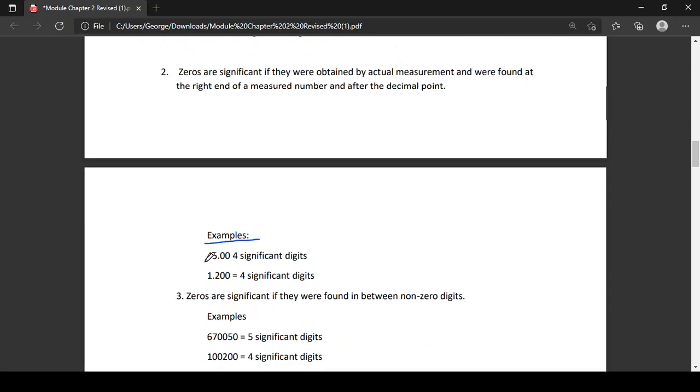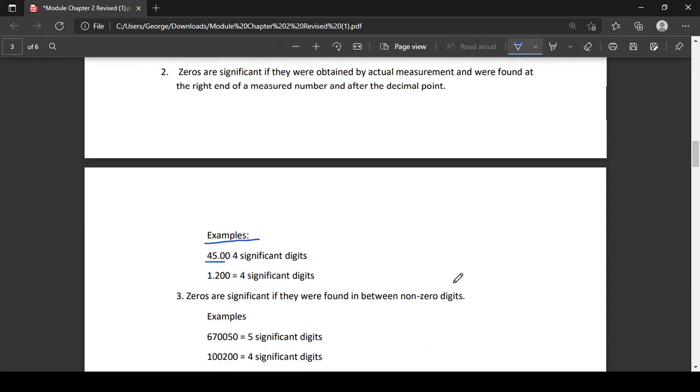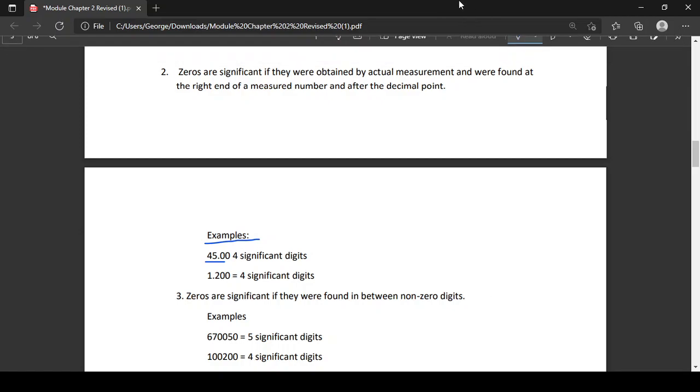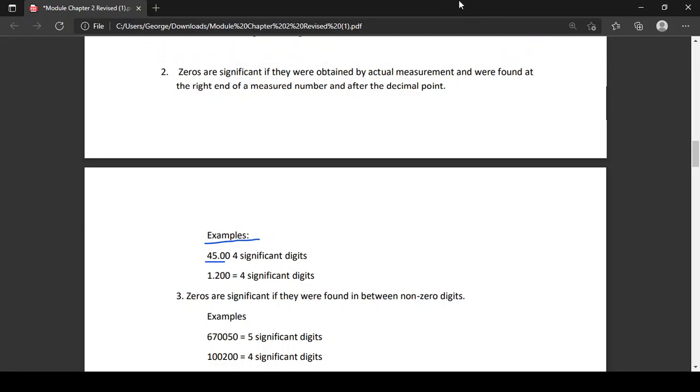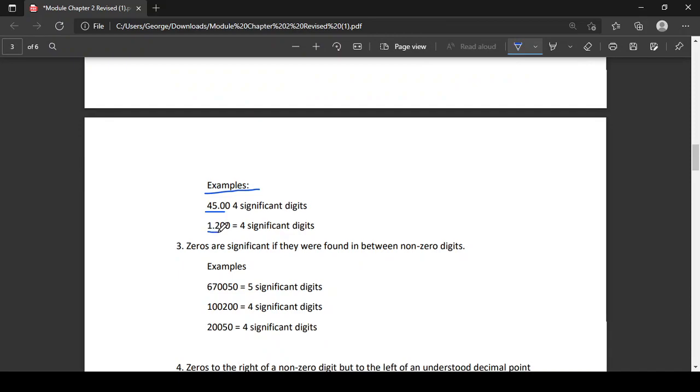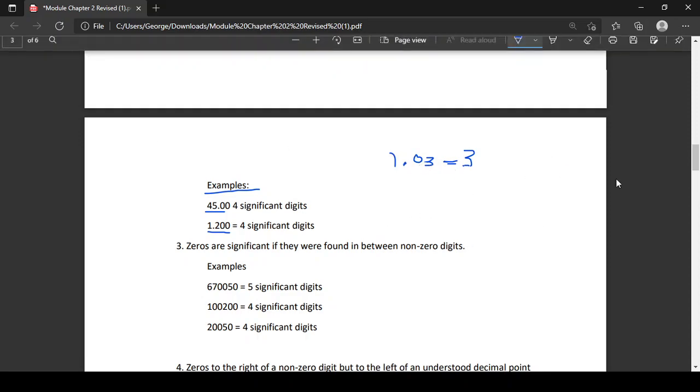An example of this, 45.00: how many significant digits? Four. 1.200? Four. 1.03? 3. What is the rationale behind this, kids? Because after the decimal point, they are all considered significant.